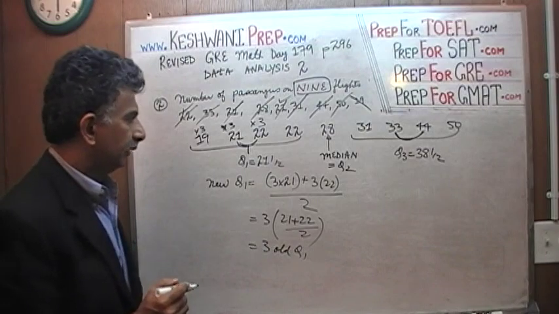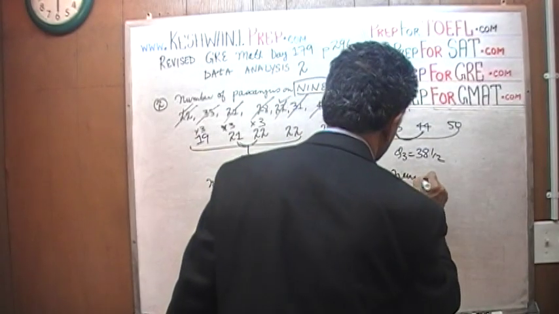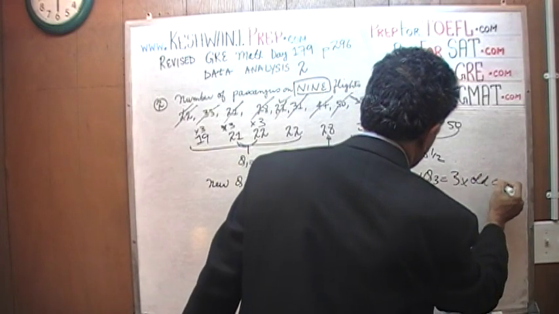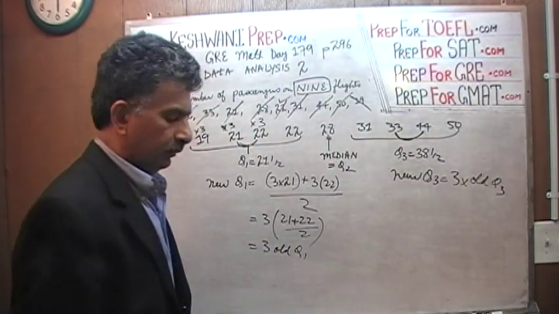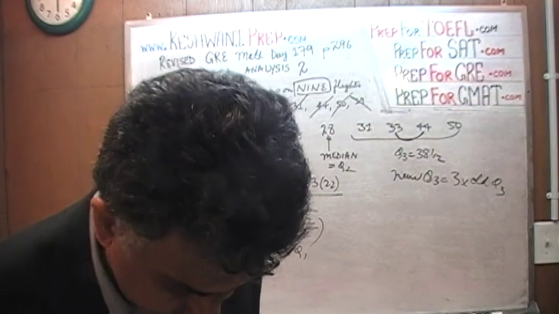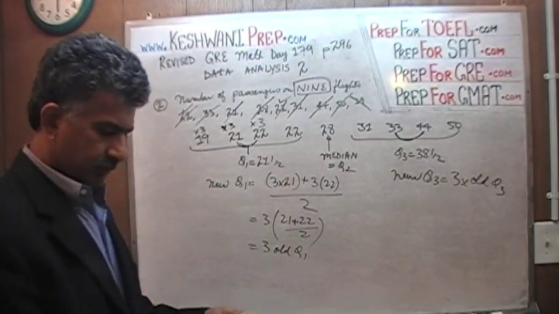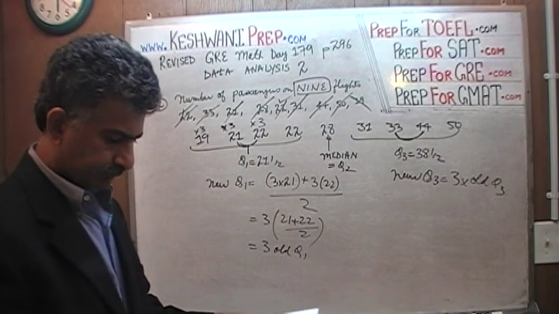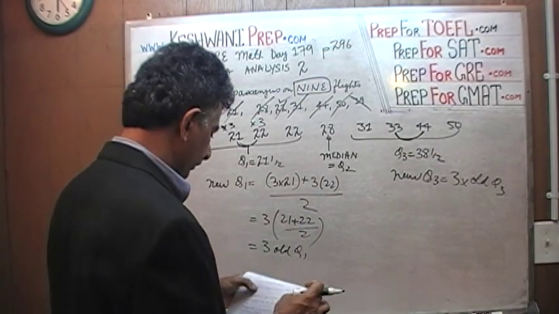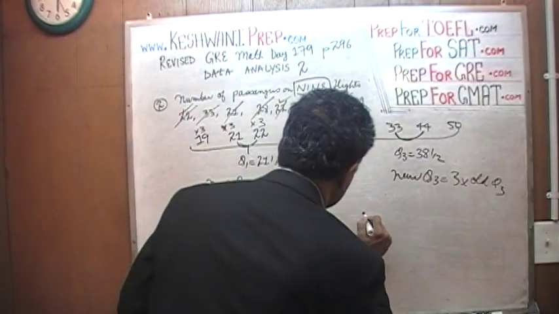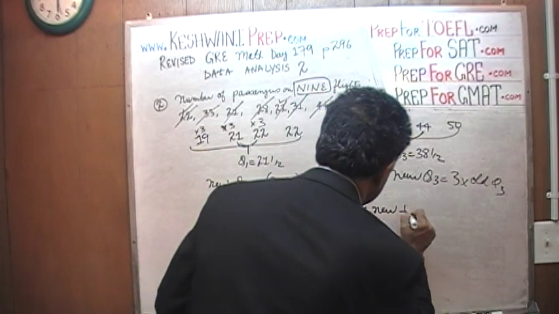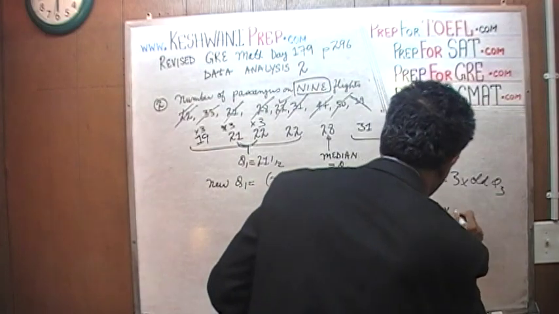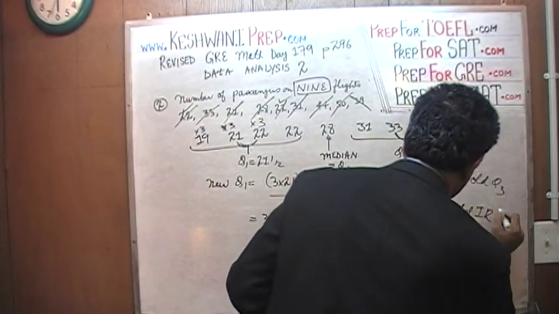Same thing with the last one. This new third quartile is going to be 3 times the old third quartile. So what's going to happen to the interquartile range? It's going to be 3 times as before. Therefore, the new interquartile range is going to be 3 times the old interquartile range.